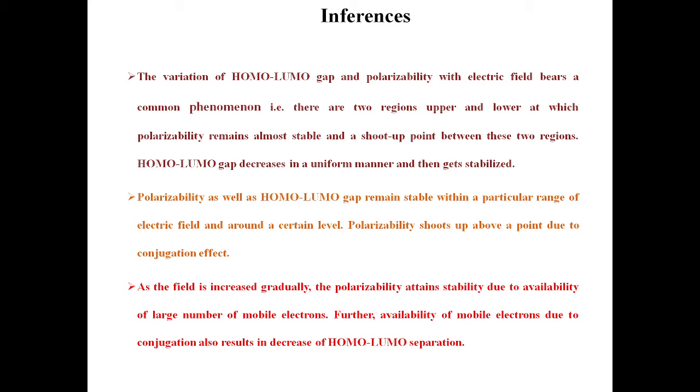Inference: the variation of HOMO-LUMO gap and polarizability with electric field bears a common phenomenon. That is, there are two regions, upper and lower, at which polarizability remains almost stable, and a switching point between these two regions. The HOMO-LUMO gap decreases in a uniform manner and then gets stabilized. Polarizability as well as HOMO-LUMO gap remain stable within a particular range of electric field and around a certain level. Polarizability shoots up above a point due to conjugation.